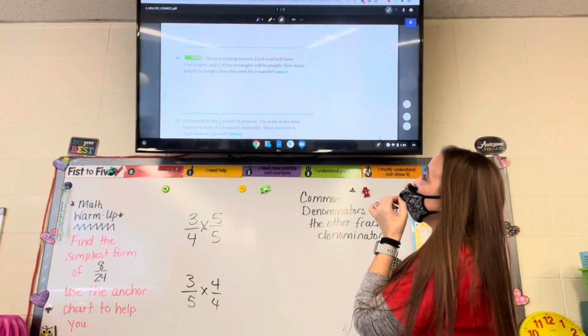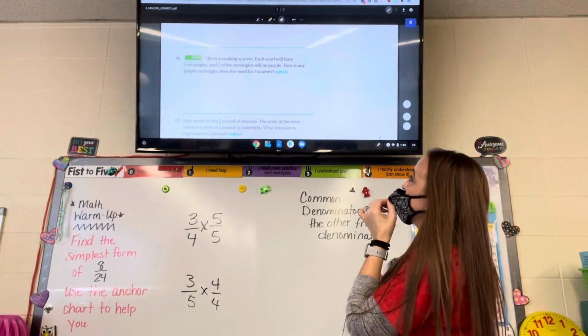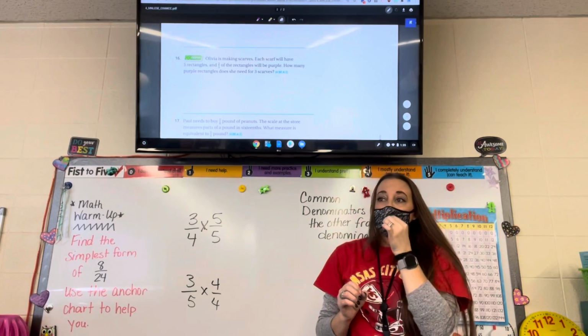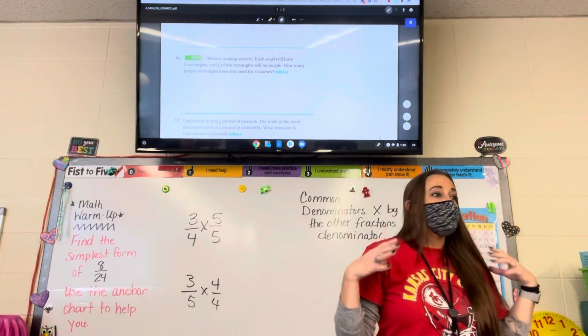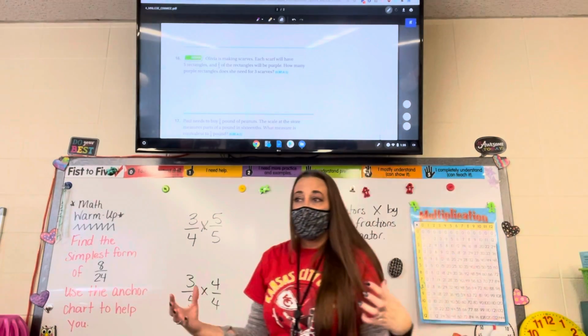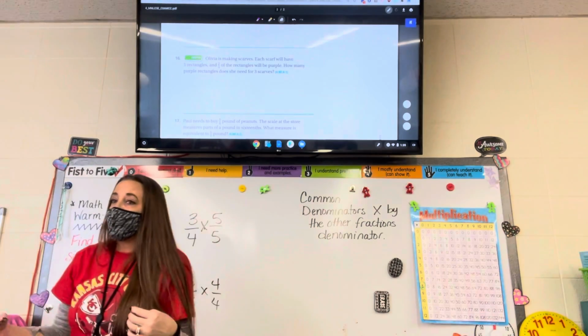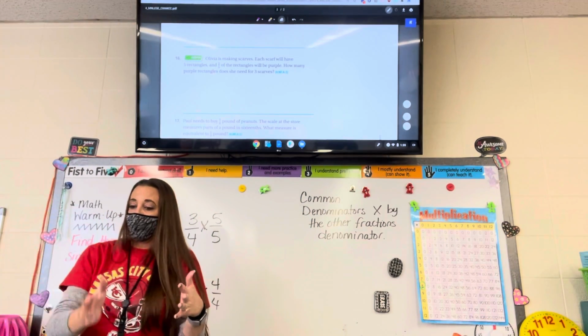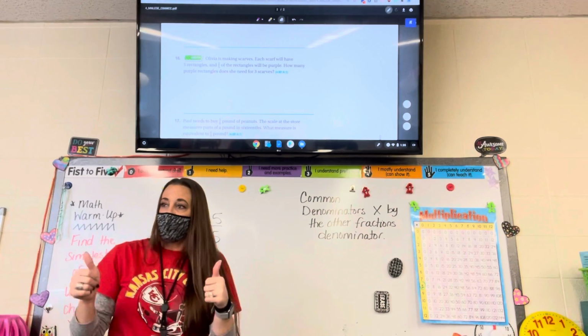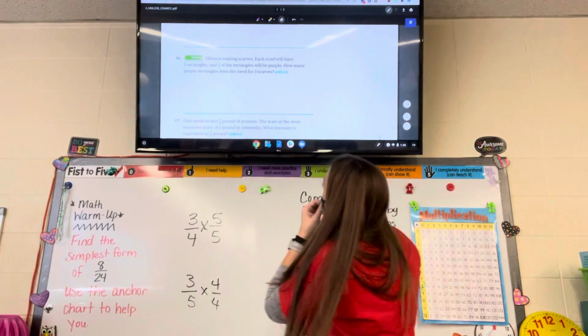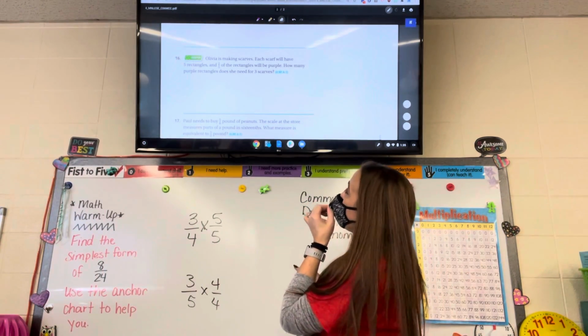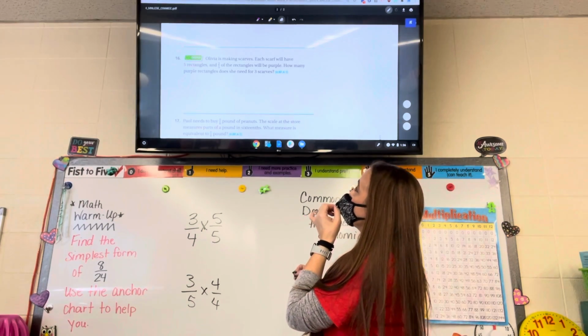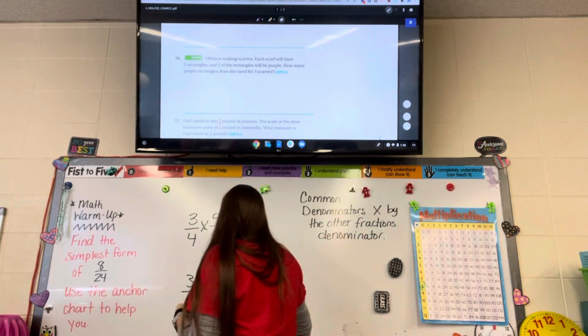It says Olivia is making scarves. Each scarf will have 5 rectangles. So picture this. She's making scarves, and each one of the scarves that she makes will have 5 rectangles. 1, 2, 3, 4, 5. Got it? Okay. It says 2/5 of the rectangles will be purple.